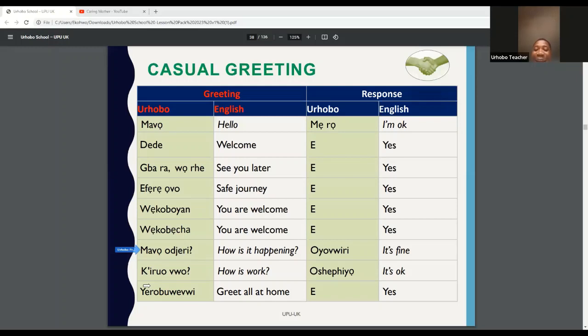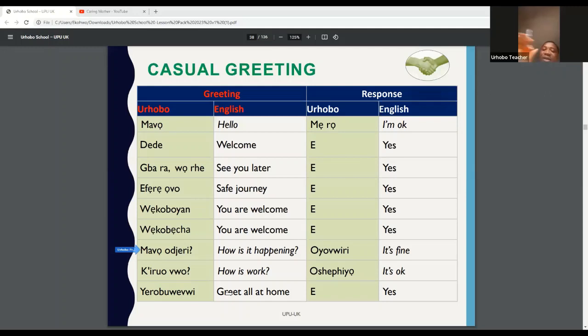So that's called gliding. Because I'm a natural Urhobo speaker, I just glide naturally. But as a learner, you can say Mavo Ojeri. When we get to word formation, we are going to learn about this gliding more and more. It's good that you noticed it. When we get there, we'll emphasize it again. I glide, the first O goes off and I say Mavo Jerry.